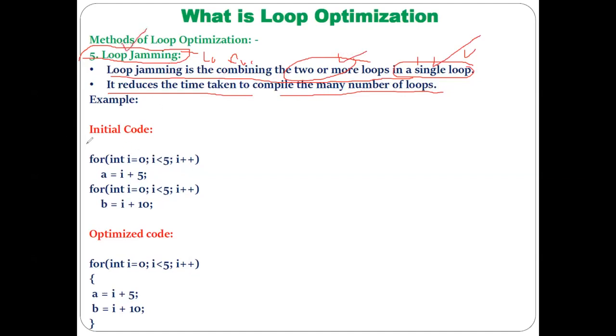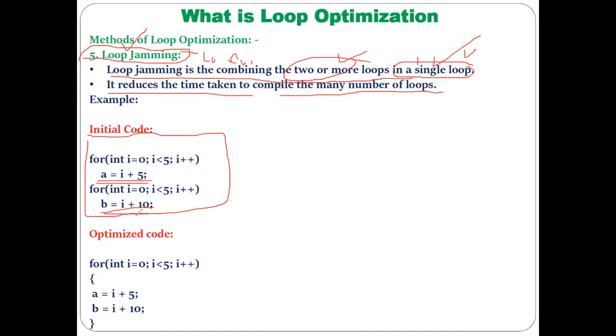Okay. Now consider the code here. This is the code before the loop jamming optimization. Now in this code you can see for int I equal to 0, I less than 5, I plus plus, a equal to I plus 5. For int I equal to 0, I less than 5, I plus plus, b equal to I plus 10. Here I plus 5, here I plus 10. Now what is happening here, as you can see.